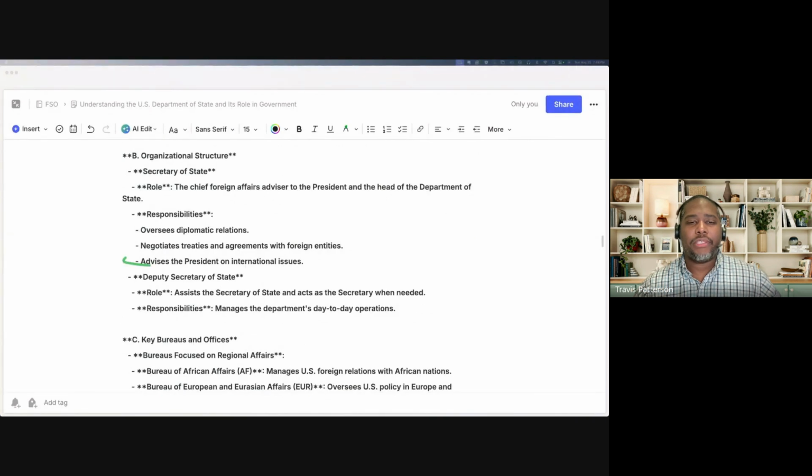It advises the President on international issues. Deputy Secretary of State is, well, these are two different roles here. So we're looking at the Secretary of State, and then we're also looking at Deputy Secretary of State. Their role: assist the Secretary of State in acts of a secretary when needed.